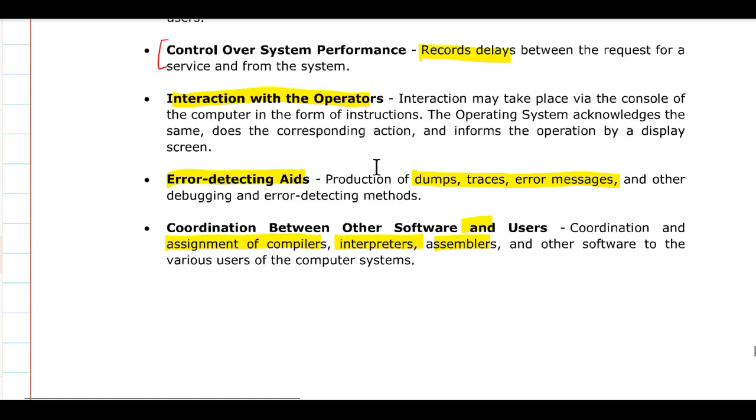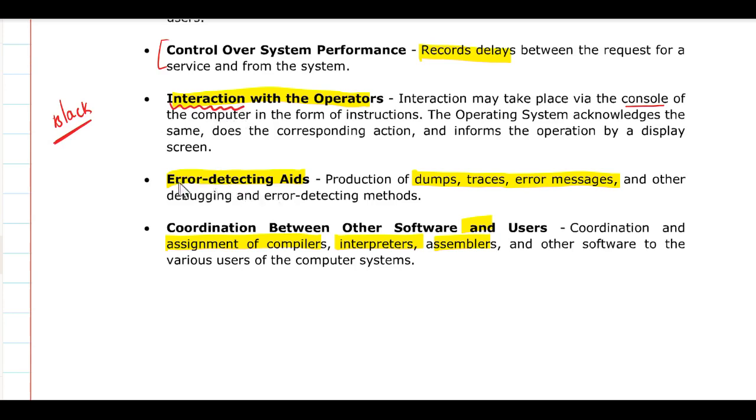Therefore, we also say that the OS provides interaction with the operators. That is, you might find an operator that is giving instructions via console. That is mostly in terms of Linux. Console is the black command prompt that you normally use when you are giving instructions to operating systems like Linux, and that kind of interaction is provided for by the operating system.